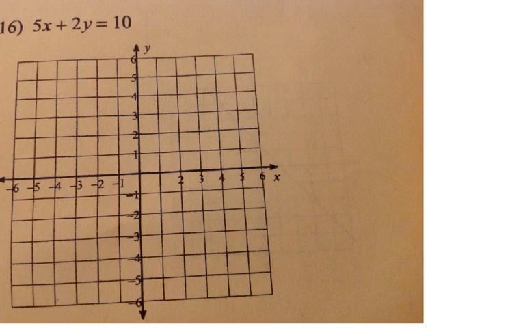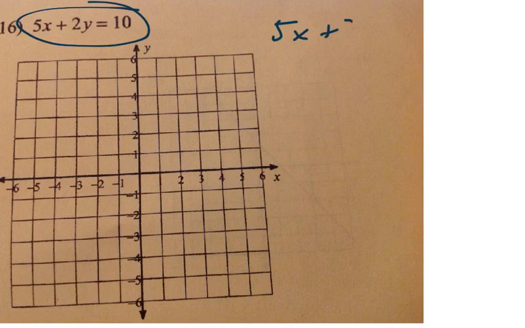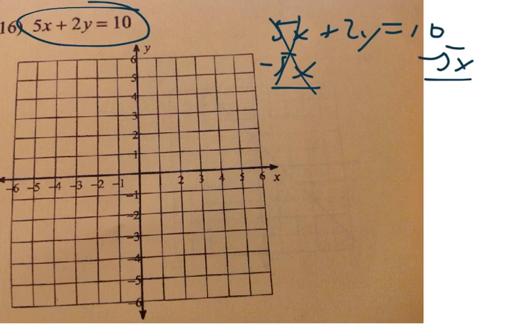Let's do one more, hopefully a little bit faster. Again, that's not in y equals mx plus b form, that's in standard form. So we're going to take 5x plus 2y equals 10. First thing I'm going to do is minus 5x both sides. Minus 5x. With the 5x gone, 2y equals 10 minus 5x.